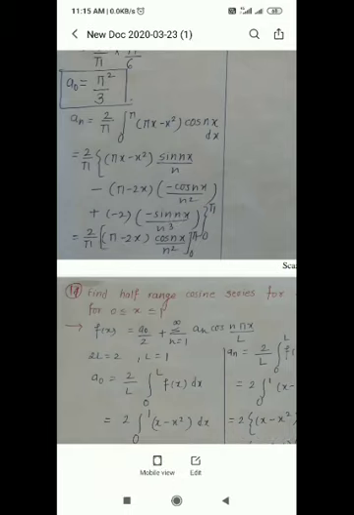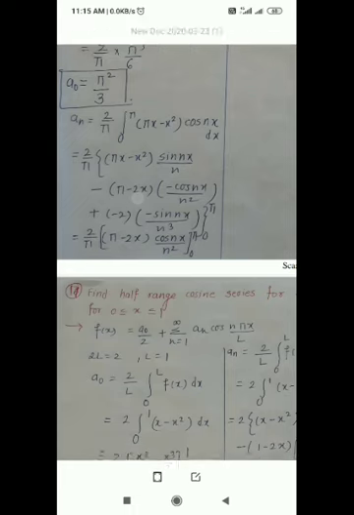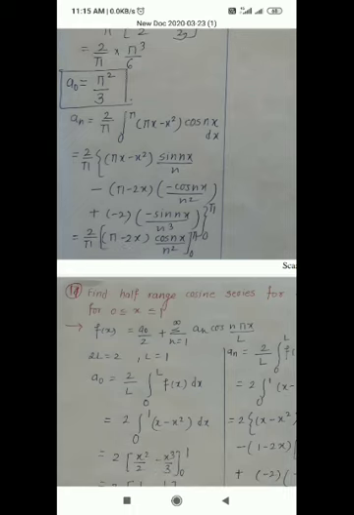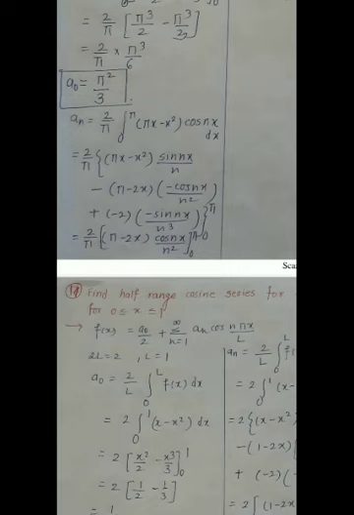0. Only non-zero term is this, minus plus 2 by pi minus 2x, right, as it is cos nx upon n square, 0 to pi. Now we have to put limit here. मीन्स यहाँ पर हमें लिमिट पुट करना है 0 to pi.